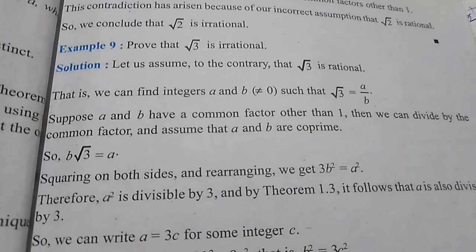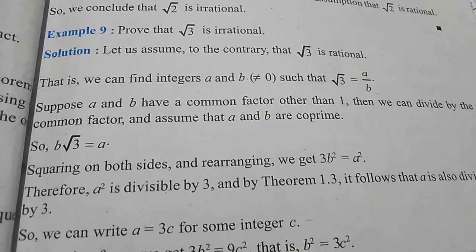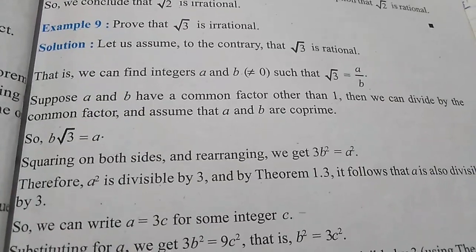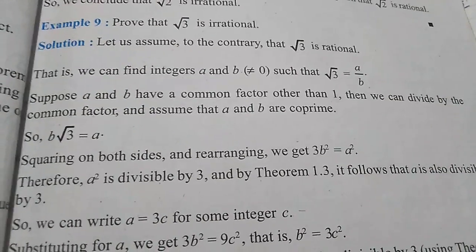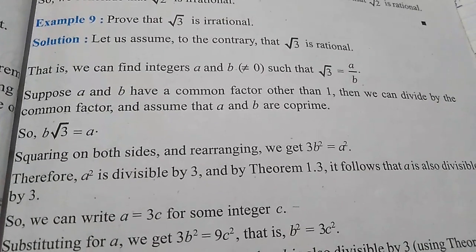Now let us see proving that root 3 is irrational. Prove that root 3 is irrational. So again we will assume to the contrary that root 3 is rational. That means there will be two integers a and b such that we can write root 3 is equal to a upon b, where b is not equal to 0.